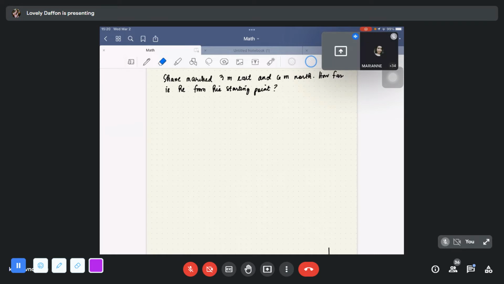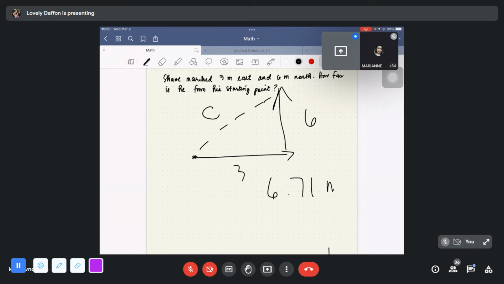If you are going to analyze this one, it is confusing if you cannot imagine it. Where does east go? It is to the right, right? Shane walked 3 meters to the east, so draw 3 there. Now he walks toward the north, so he goes up, that is 6. The question is how far is he from the starting point. Where is the starting point? Of course, here. So that is what you will compute now. In short, your missing letter is C. So the answer should be 6.71 meters.